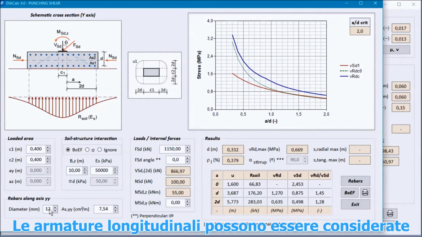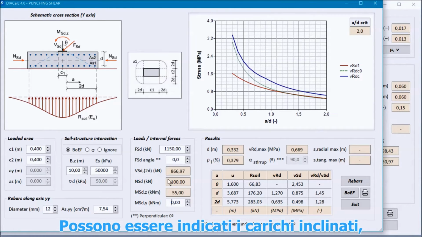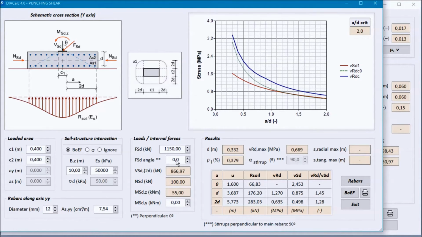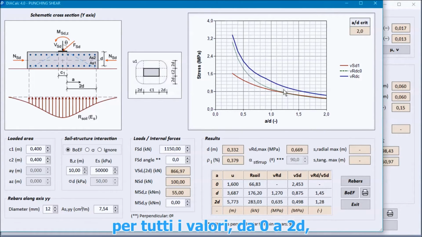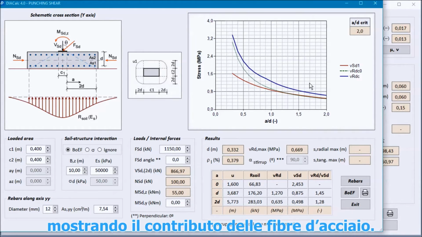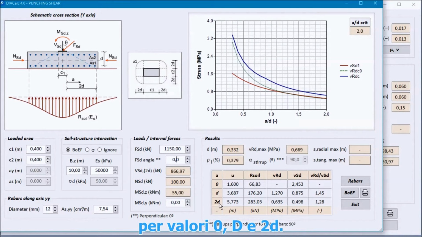Longitudinal rebars can be considered in both directions. The bending moments can also be considered in both directions. Inclined loads can be defined, as shown here, and the results are shown in this graph for all the perimeters from 0 to 2D, showing the contribution of steel fibers. And the main results are also shown in this table for 0, D and 2D perimeters.